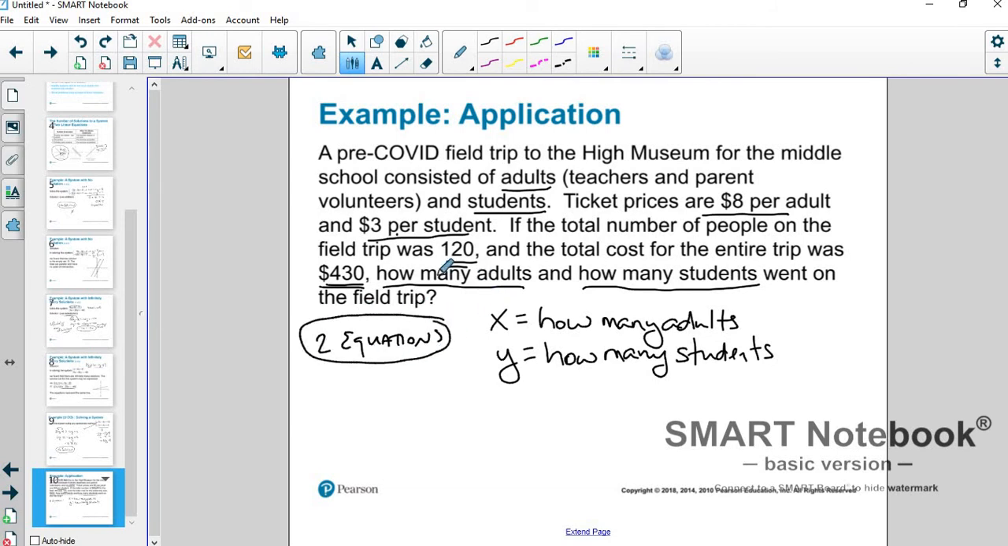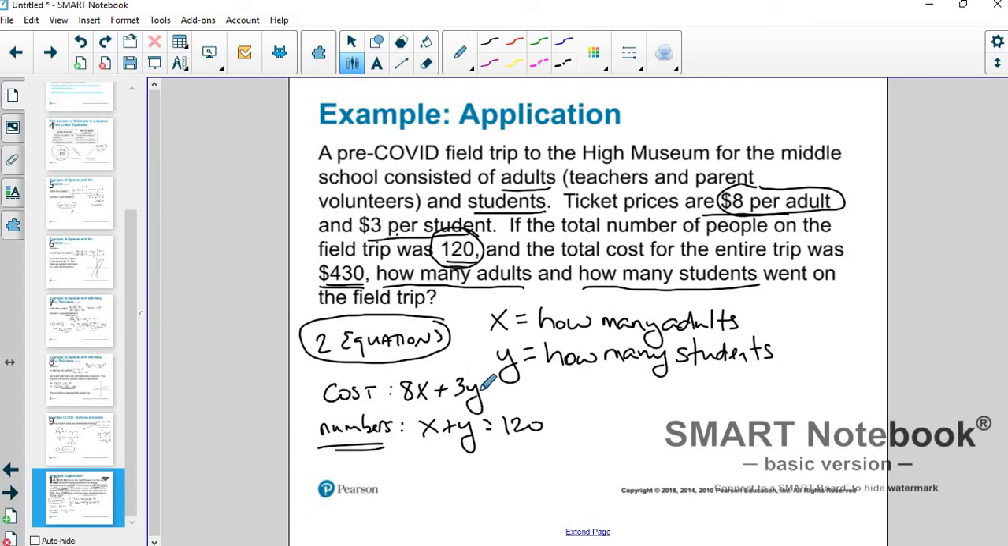Well, what do I know? I know cost and I know numbers. So I should get an equation for each of those. The numbers is pretty easy. How many people went? 120. So x plus y has to be 120. But what about the cost? If tickets were $8 per adult, how much did they pay for the adult tickets? 8 times x, right? The number of adults times $8. And 3 times y is the number of students times $3, and that's supposed to be a total of 430. So here is your system of equations.